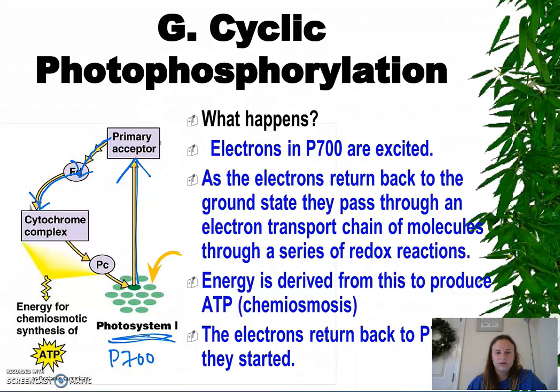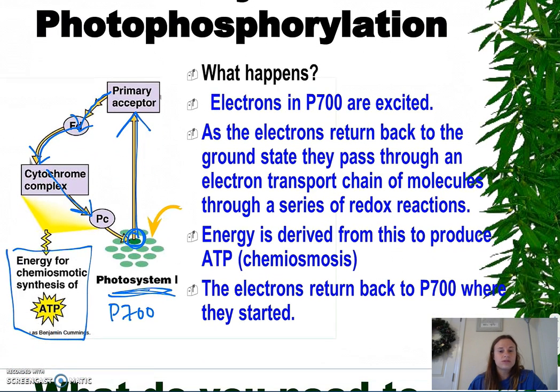Remember from cellular respiration, it's the same type of electron transport chain where the electrons are passed from protein to protein to protein. And that electron transport chain provides the energy to produce ATP through chemiosmosis. And then the electron returns back to photosystem 1, back to P700, where they started from.